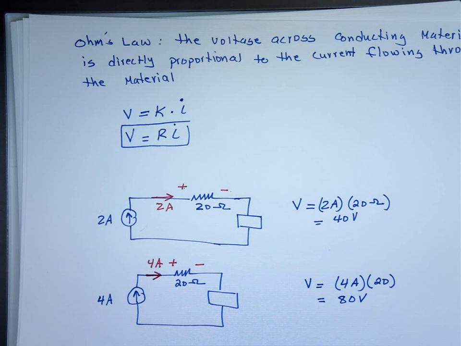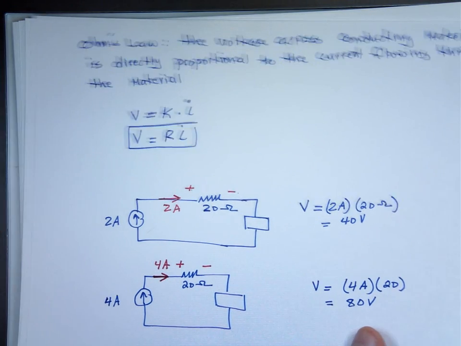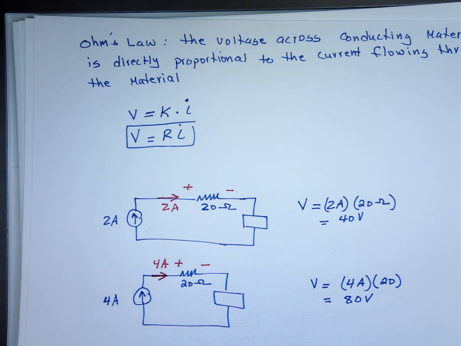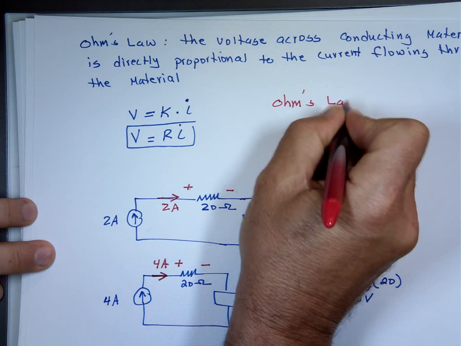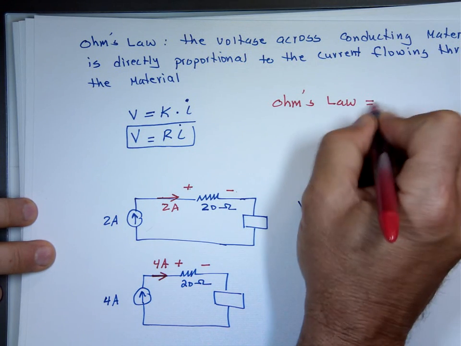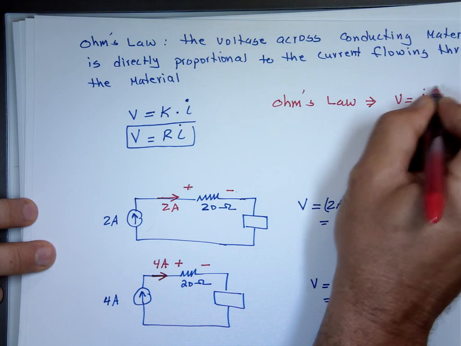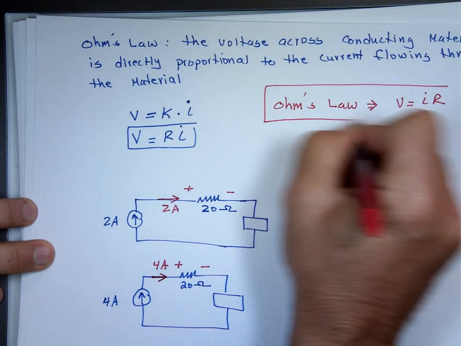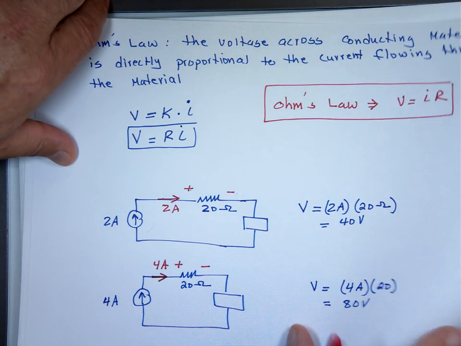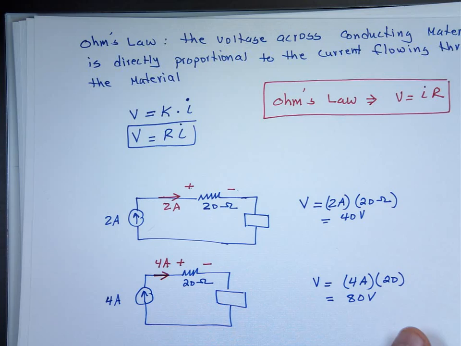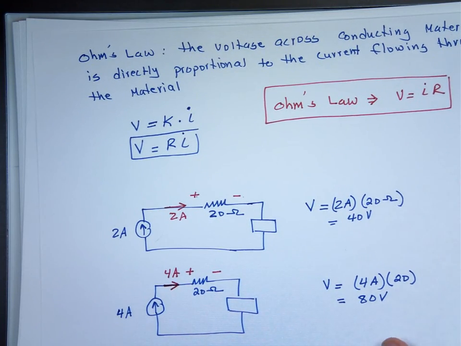So now let's look at Ohm's law. This is Ohm's law, V equals IR. Probably the biggest law in electricity. It's a short one, but we use it all the time. V equals I times R, or R times I. That's Ohm's law. Almost the first law of electricity, almost.